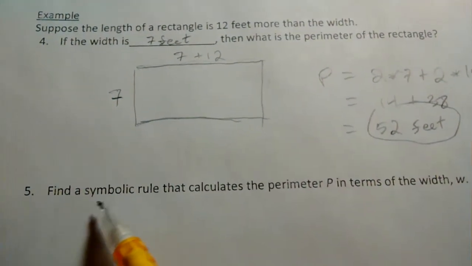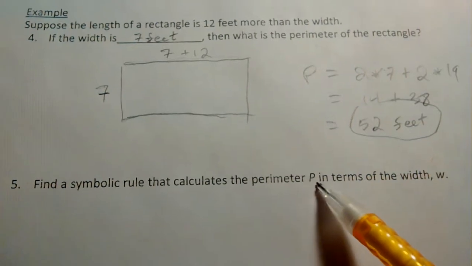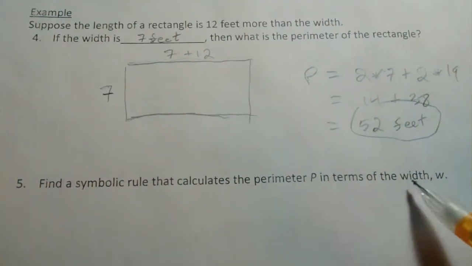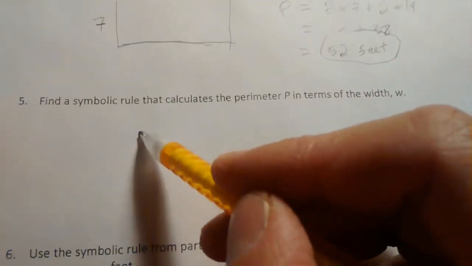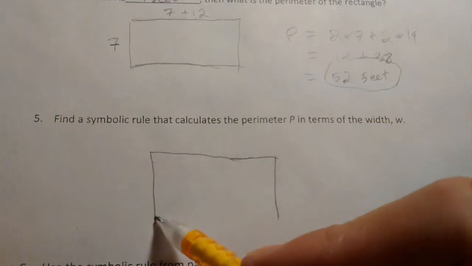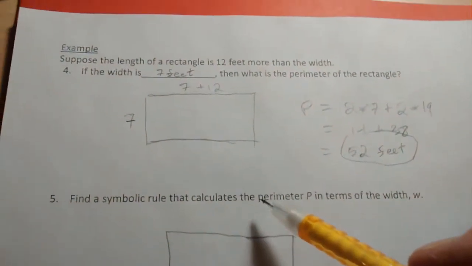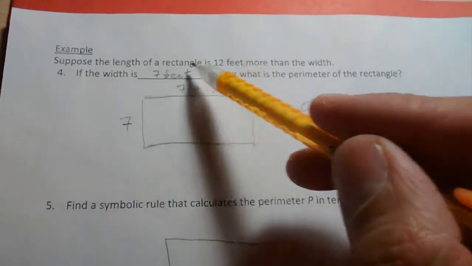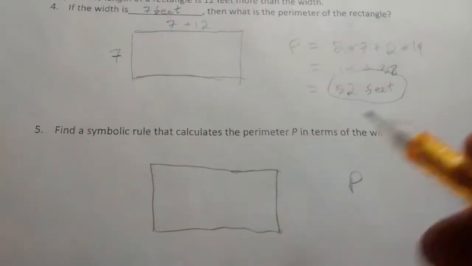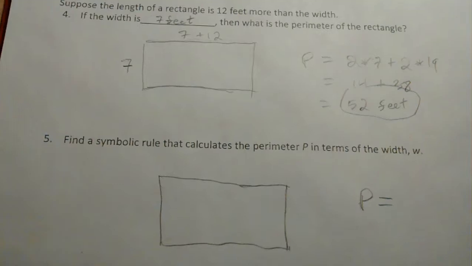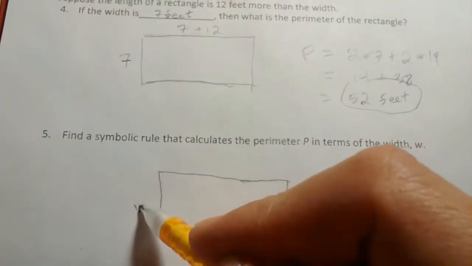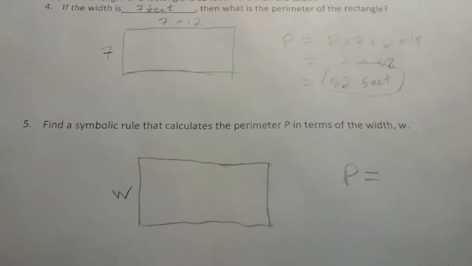Let's look at number 5 here. Find a symbolic rule that calculates the perimeter P of this rectangle with this information in terms of the width W. So let's go in general. This is a little bit more abstract. Let's draw a rectangle. Suppose the length is 12 feet more than the width. We want to find a symbolic rule that calculates perimeter if the width is not a known value like 7, but an unknown value, let's say W.